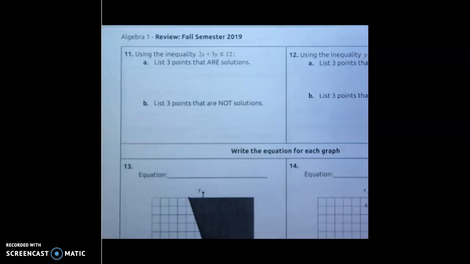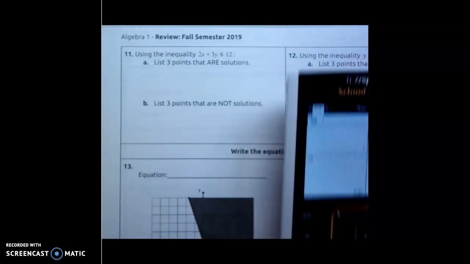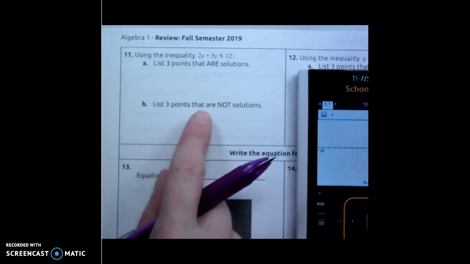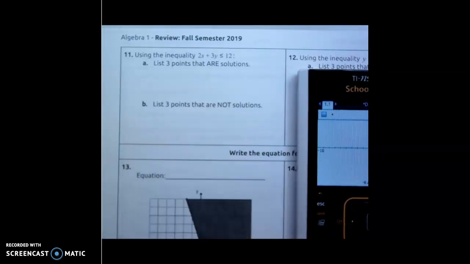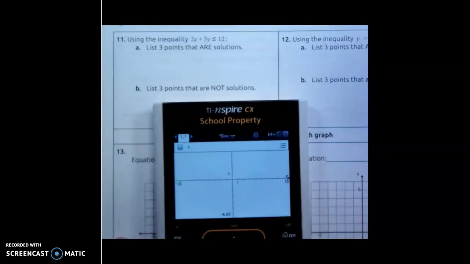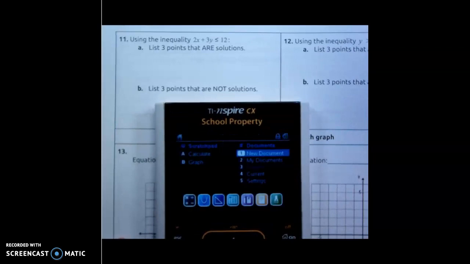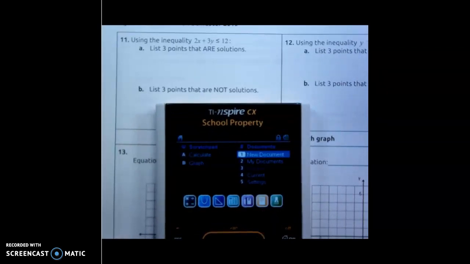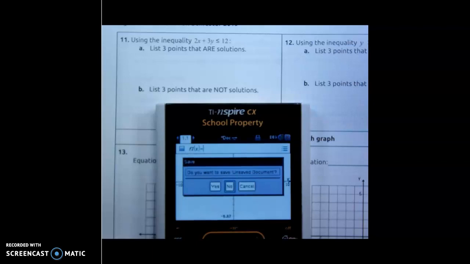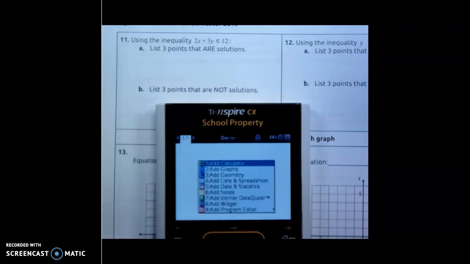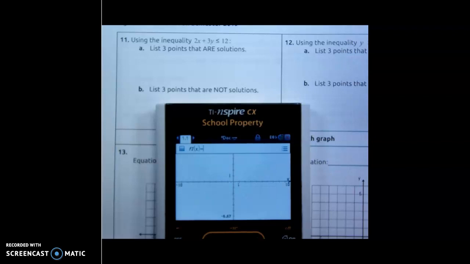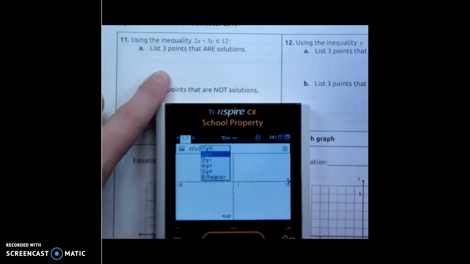If you would like to do this by hand, that is totally fine. In order to do that, you need to solve for y first, but we're going to take the shortcut on this one, and we are going to graph it. So you'd start by doing a new document. We don't want to save. And then add a graph. Now remember, you have to hit delete. You cannot just type it in as a function. You have to hit delete, and then you can type it in as a relation.